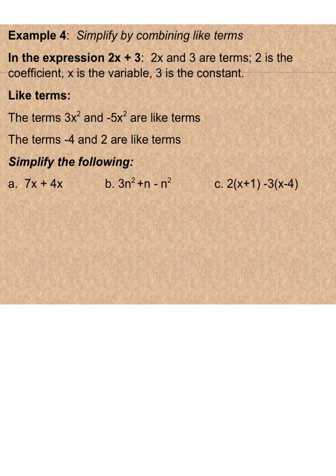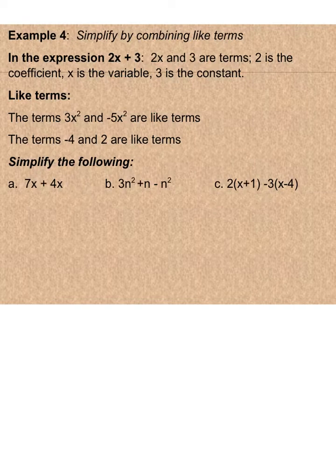Example 4, simplifying by combining like terms. So in the expression 2x plus 3, 2x and 3 are terms. 2 is the coefficient, x is the variable, and 3 is the constant. Examples of like terms would be 3x squared and -5x squared, and the constants -4 and 2 would also be like terms. So we want to look at simplifying the following expressions.